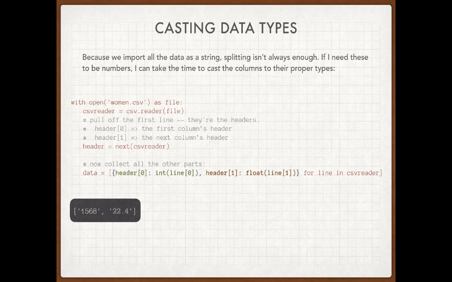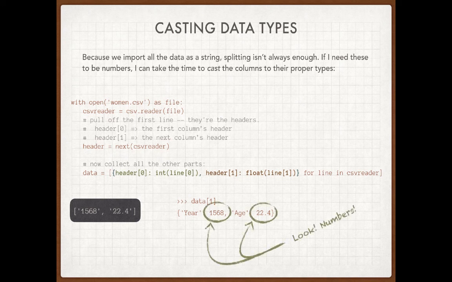So I'm building my own dictionary, and at the same time, I'm casting data from strings into numbers. And so if I look at it, what I'm going to get is this. A little tiny dictionary, the key value pair year, and then an integer 1568, and then age is the key, and 22.4, a floating point number, is the value. And yay, those are numbers. We'll do this in just a minute.